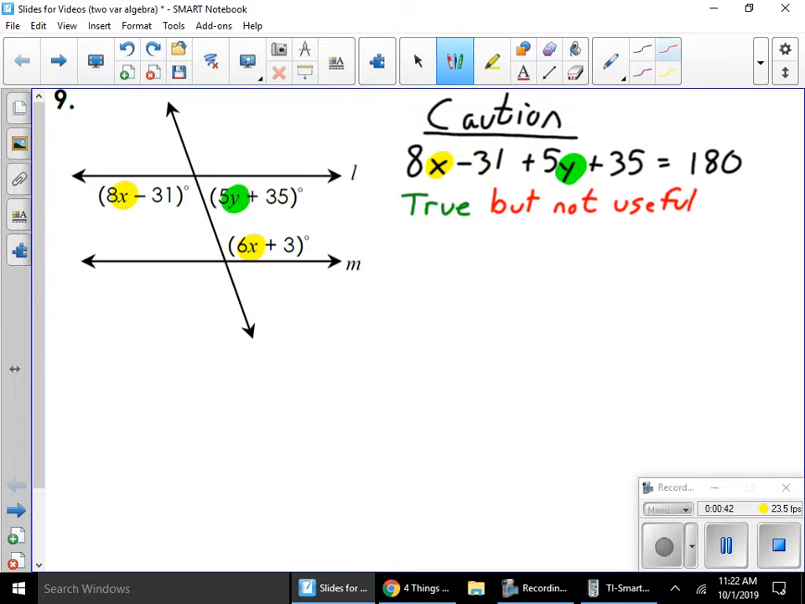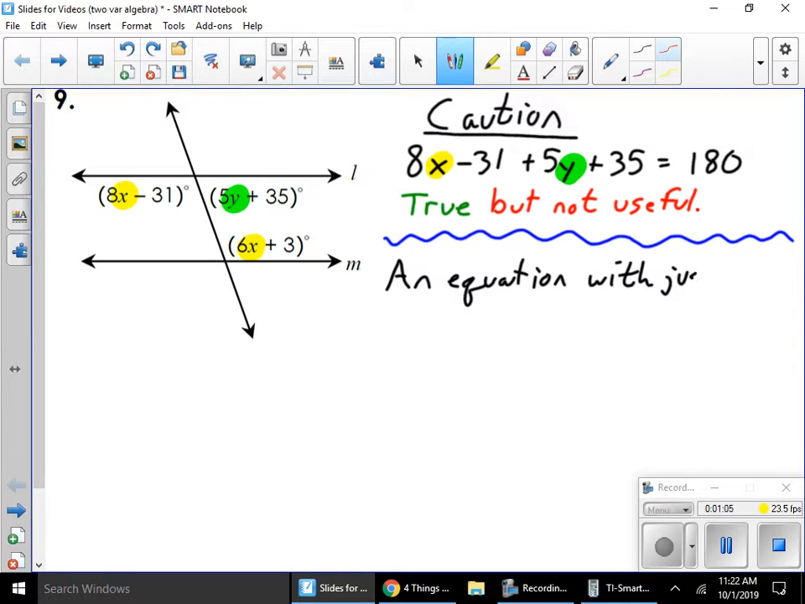We cannot solve an equation with two variables without having a second equation. You guys did that in Algebra B when you did systems of equations. We actually don't need systems of equations to solve this. What we need is just an equation with only x. When you have an equation with just one variable, then you can solve it.